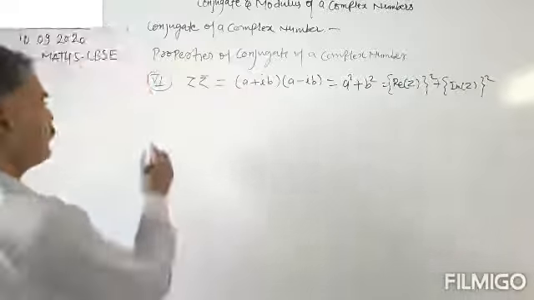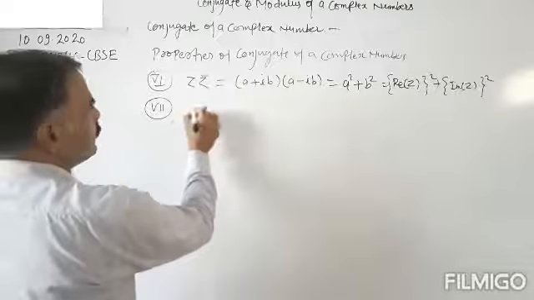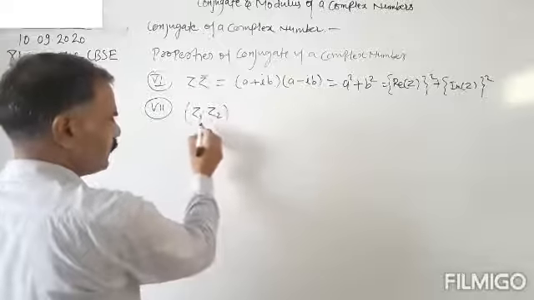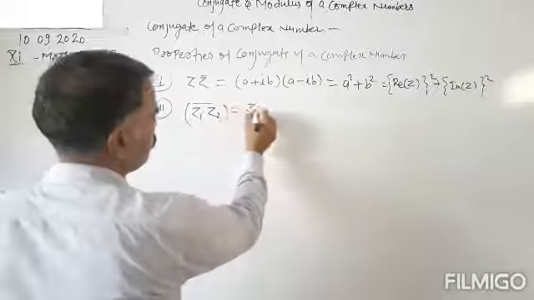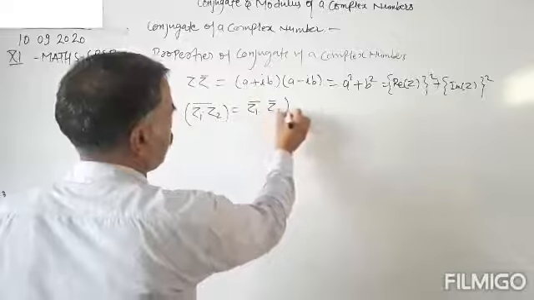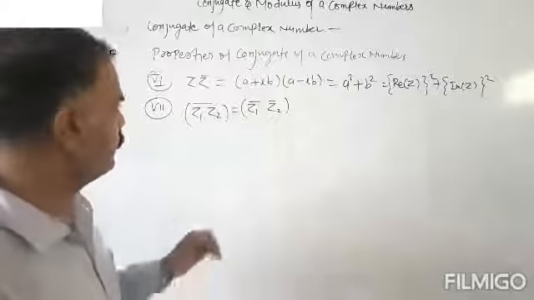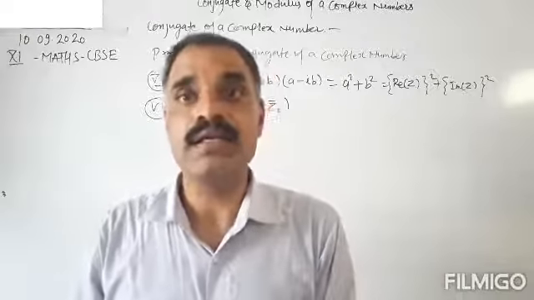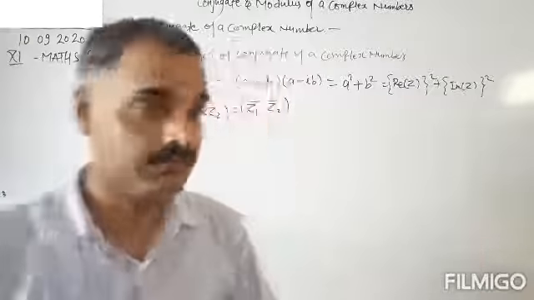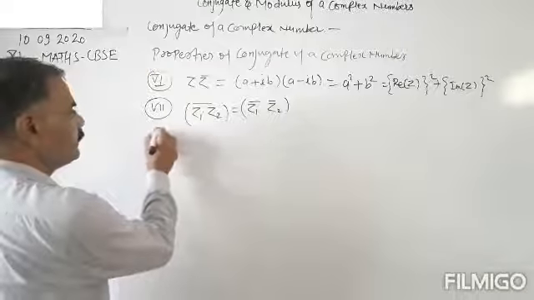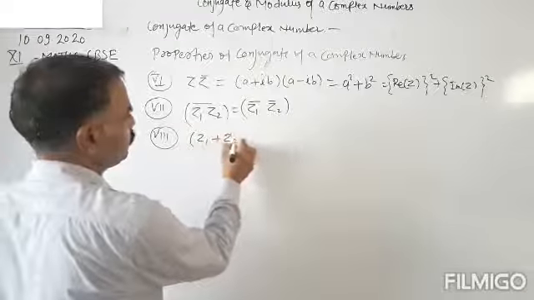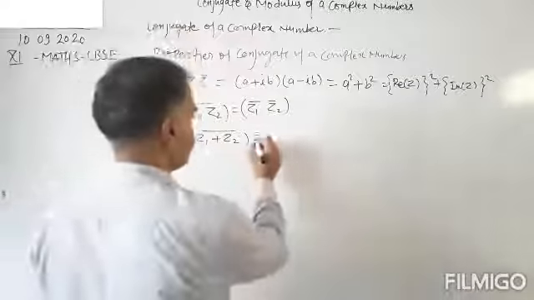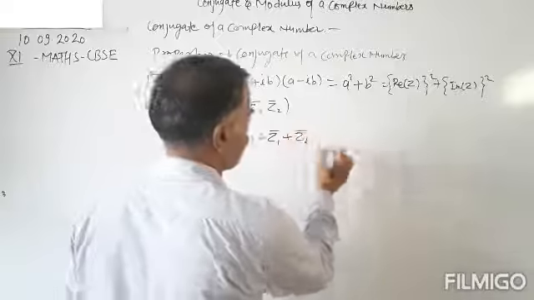Now the next property, property number 7, that is the conjugate of the multiplication of z1 z2, whole bar, is equal to z1 bar z2 bar. Okay, means the conjugate of the multiplication of two complex numbers is the multiplication of the conjugates of the two complex numbers. Okay, and then the eighth property is z1 plus z2 whole bar, which is equal to z1 bar plus z2 bar.